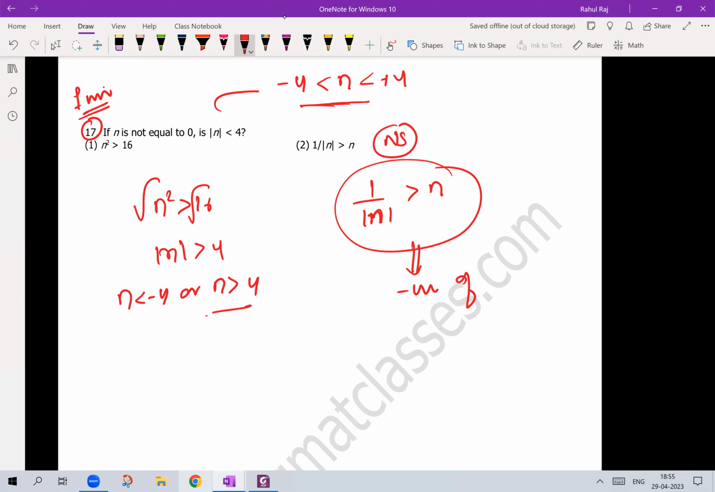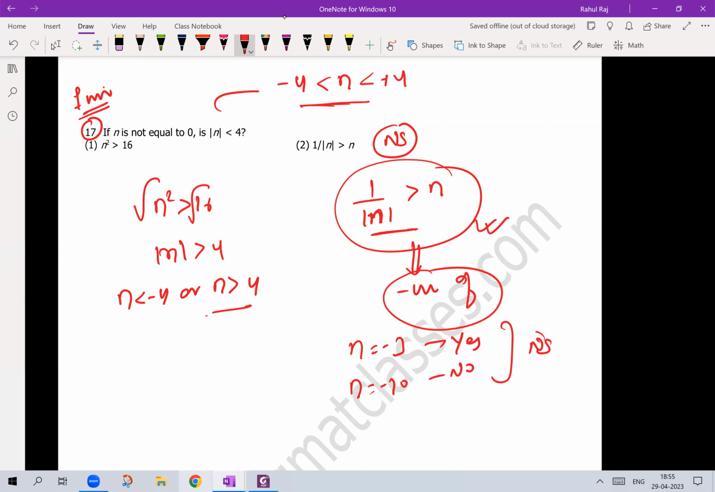Rahul, n could be less than 1. This equation is also possible for fractional values. That's all fine. But my question is: does n lie between negative 4 and 4? I'm 100% sure 1 by mod n greater than n is possible for all the negative values of n. n could be negative 3, and this equation satisfies. n could be negative 10, and this equation satisfies. When it is negative 3, it lies between 4 and negative 4. When it is negative 10, it does not lie. So I have a yes and no situation. Not sufficient, so A is my answer. Straightforward. Any doubt?